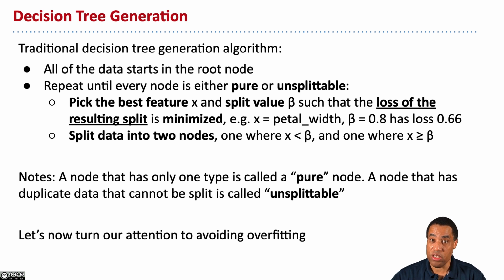Again, pure means only 1 class. Unsplittable means multiple classes, but there's no feature we can use to differentiate them. So now that we have a decision tree generation algorithm, we can take a look at overfitting.